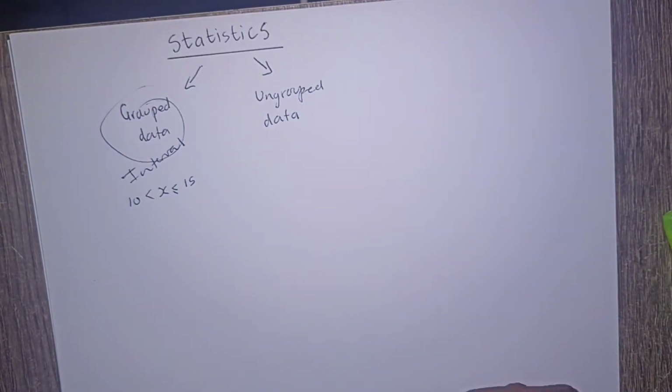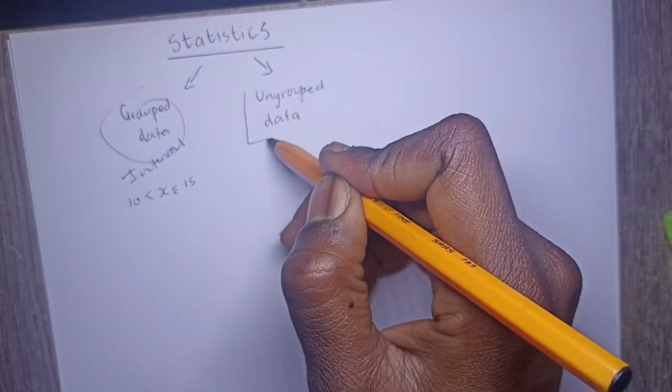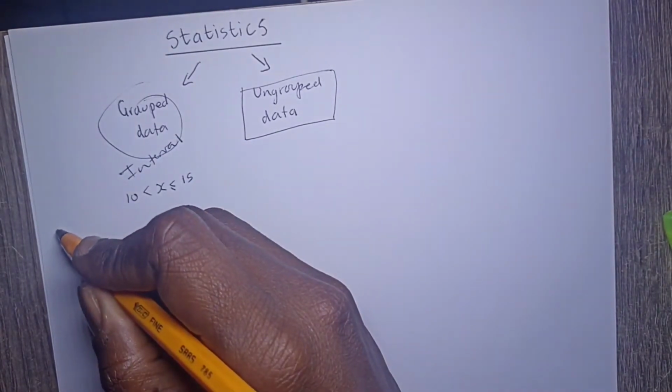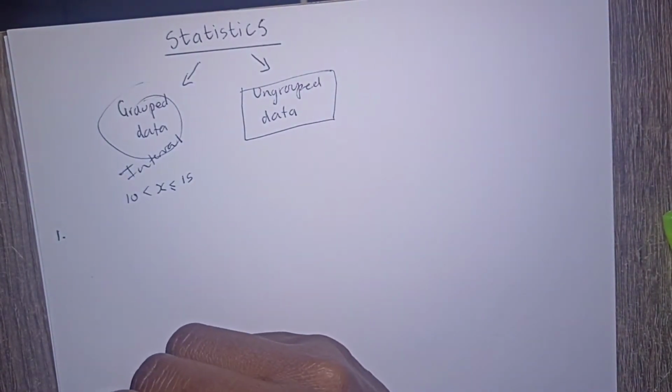And ungrouped data is when they just give you random numbers that are not according to a specific way or group. So maybe they just list the number of marks for learners. Obviously we start with ungrouped data before we go to the other one. So for ungrouped data, the questions that they can normally ask you are the following.